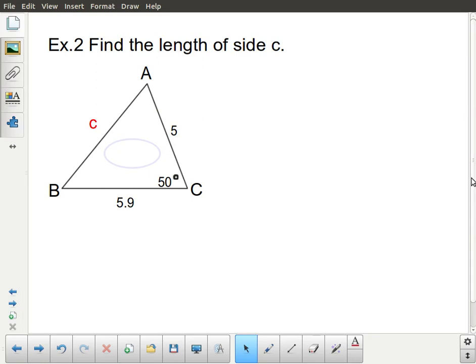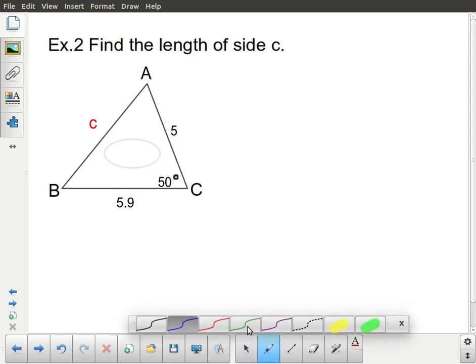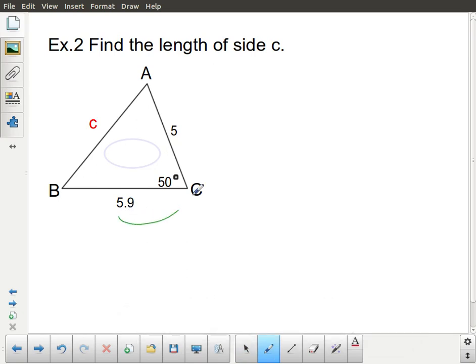Okay, find the length of side C. So I'm going to do the same thing again, except for in this case, I'm going to first of all, let's take a look. So starting from here, going this way, I have side 1, I have angle 1, and I have side 2. So I have side, angle, side. So what does side, angle, side say I'm supposed to use?